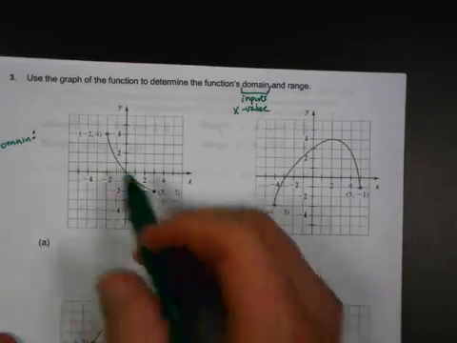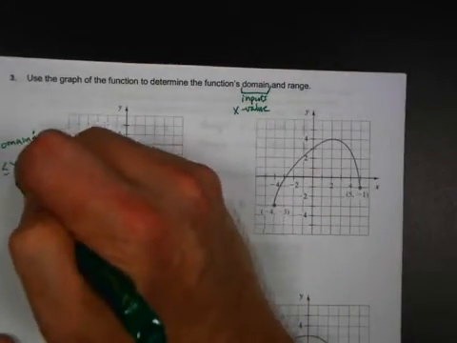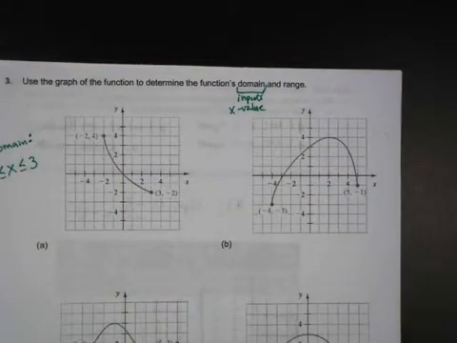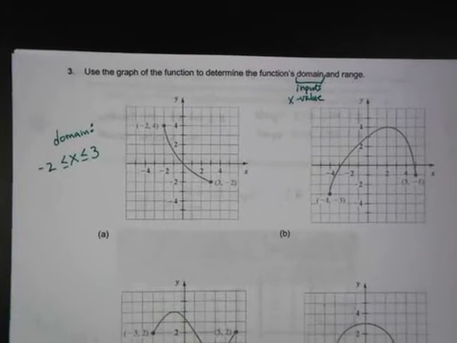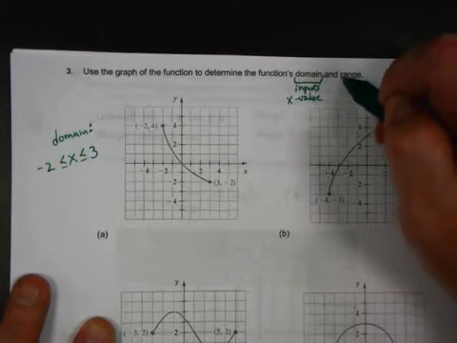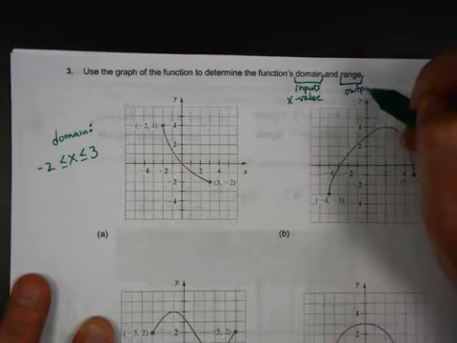So for domain, we would write -2 less than or equal to X less than or equal to 3 for that one. There's domain, all the X values that we use. Well, if domain is the inputs, the X values, what do you suppose range means? The outputs or the Y values.